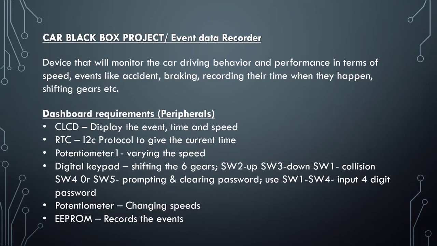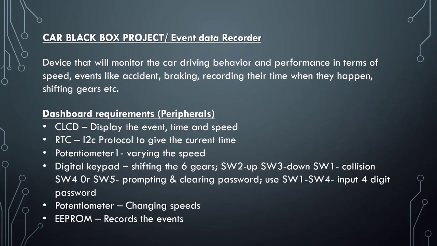The car black box project is a device that monitors the driving behavior of the driver inside the car, so that it gives us information and helps with the performance of the automobile industry. It enables us to record events such as accidents, collisions, braking, and when the person shifts gears from one to another. It also records when these events happen, at what time, and after how long, which gives us crucial data that can enable us to improve further in the automobile industry.